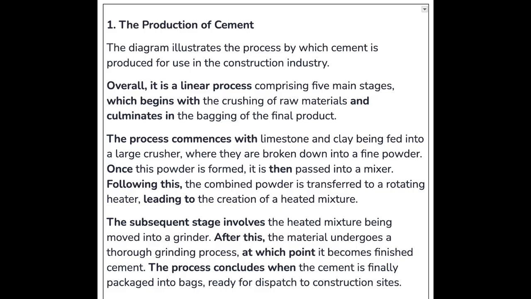The process commences with limestone and clay being fed into a large crusher, where they are broken down into a fine powder. Once this powder is formed, it is then passed into a mixer. Following this, the combined powder is transferred to a rotating heater, leading to the creation of a heated mixture. The subsequent stage involves the heated mixture being moved into a grinder. After this, the material undergoes a thorough grinding process, at which point it becomes finished cement. The process concludes when the cement is finally packaged into bags, ready for dispatch to construction sites.